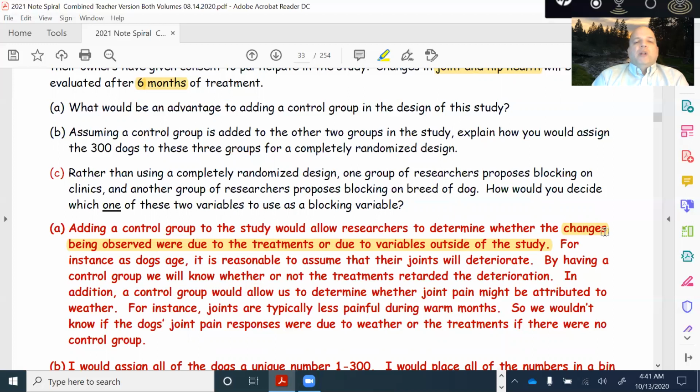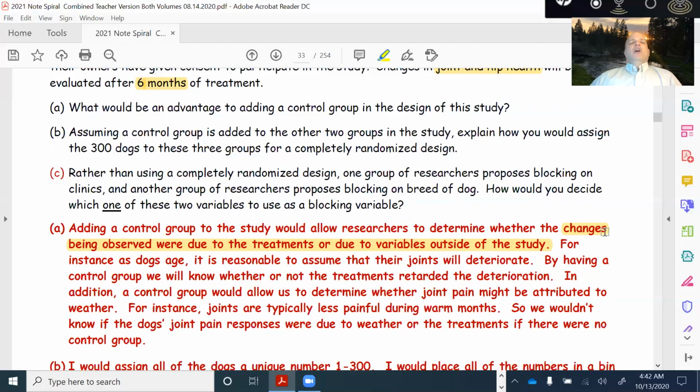A control group would allow us to determine whether joint pain might be attributed to weather. For instance, joints are typically less painful during warm months, so we wouldn't know if the dog's joint pain responses were due to weather or the treatments if there were no control group. Once again, in context, you don't really have to know anything about dogs or joints. Make something up that's reasonable, and that's fine, because really I didn't know anything. I just applied what I knew about humans and called it good for dogs. I'm guessing dogs are humans too, or something like that.